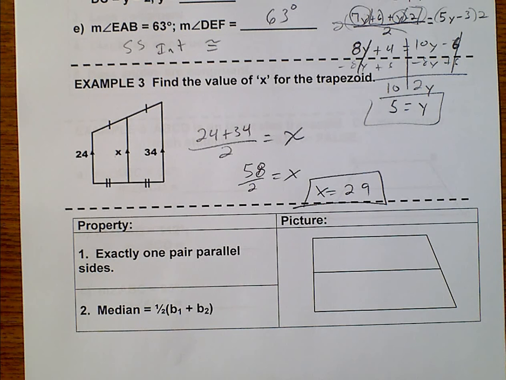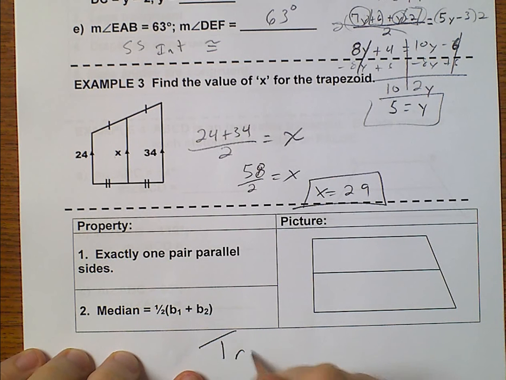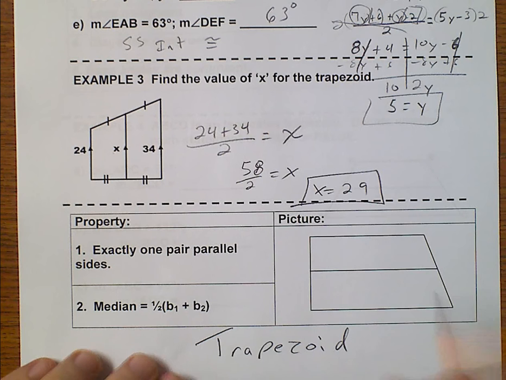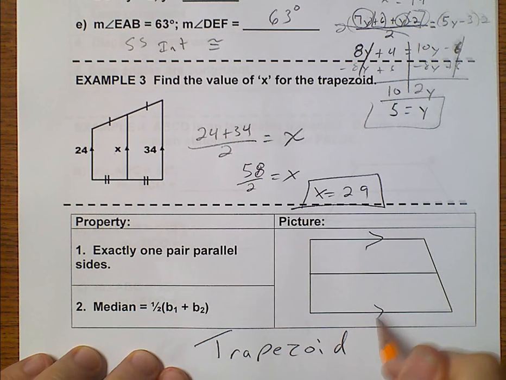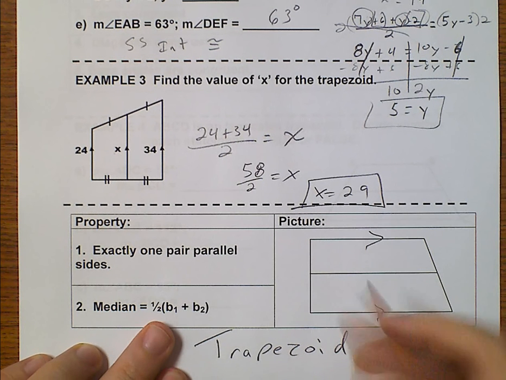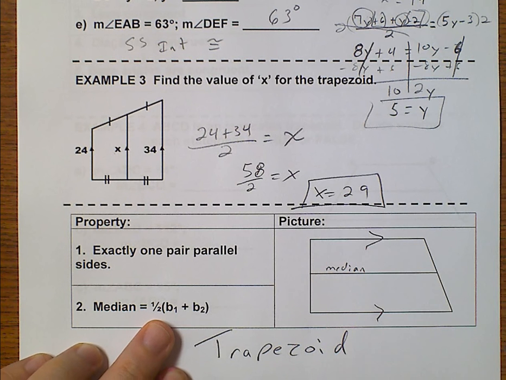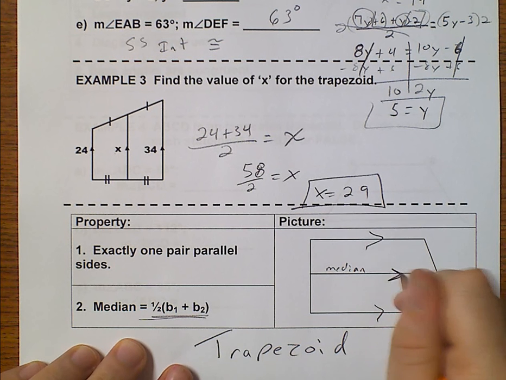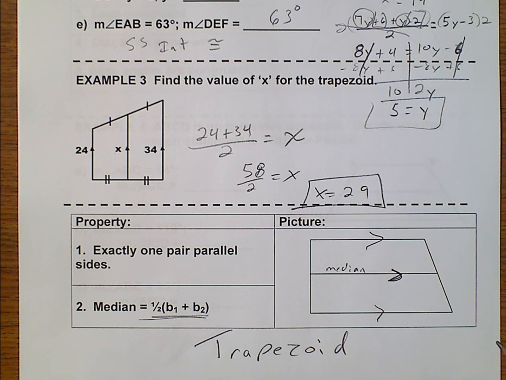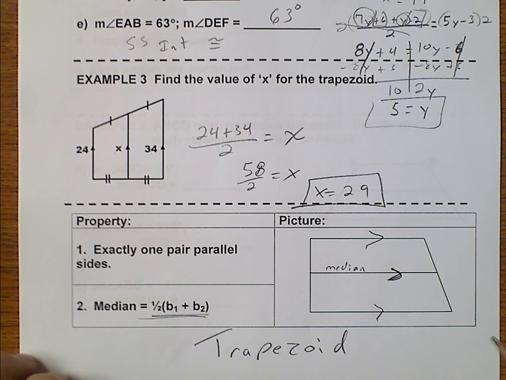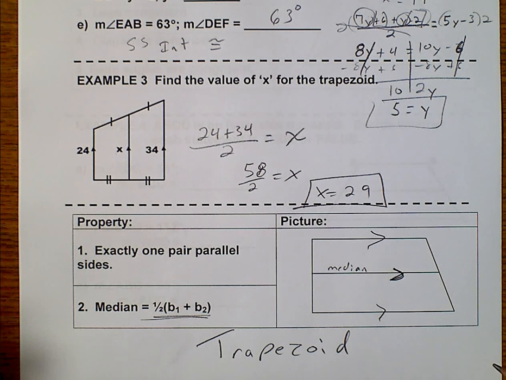So, this is our trapezoid. We have one pair of parallel sides. And we have our median. We have our formula for it. And it is also parallel. Not a whole lot of rules. Should be fairly easy to remember.